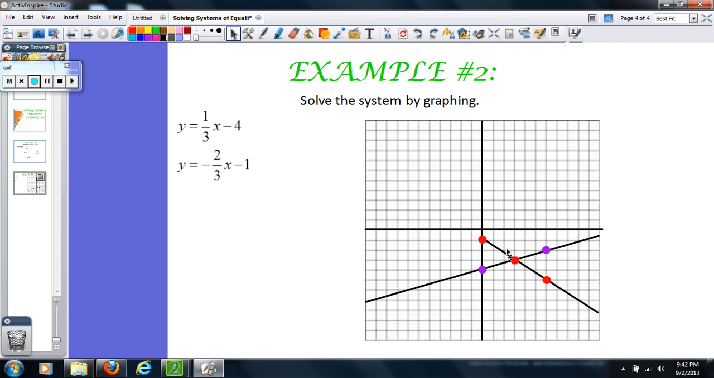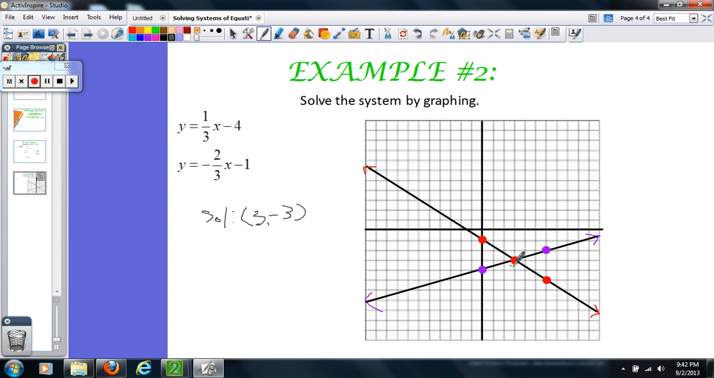And you guys should be noticing something here with my graphs. You should hopefully be noticing anyways that the graphs actually have a point in common here. And that point is going to be our solution, which is going to be 1, 2, 3, 4 over, let's see, 1, 2, 3 over, 3 down, 1, 2, 3. So that means that my solution should be the point (3, negative 3).